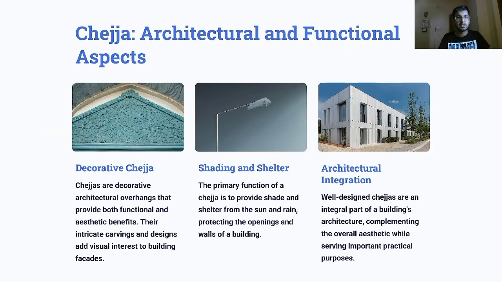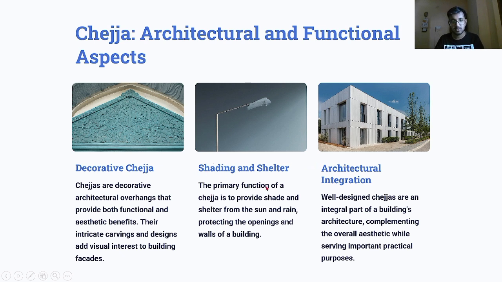Next we have chajja. Architectural and functional aspects. So we have a decorative chajja. Chajjas are decorative architectural overhangs that provide both functional and aesthetic benefits. Their intricate carving and design adds visual interest to building facades. Basically in Europe, you'll see most of these things, for example, what the Romans may have built. They give very aesthetic looks to the overall structure, as mentioned over here, and they also provide good functionality.